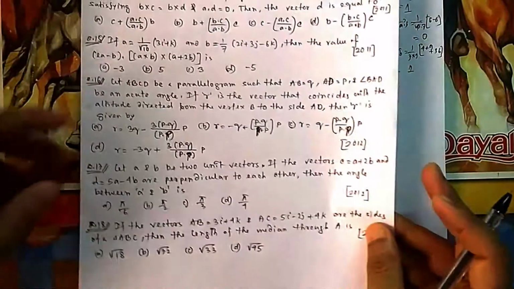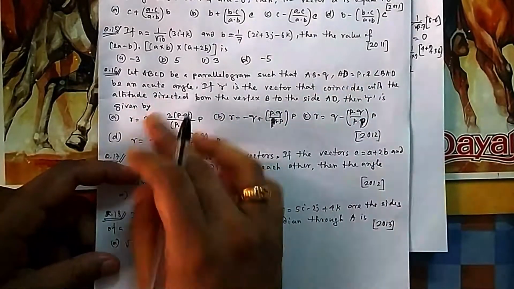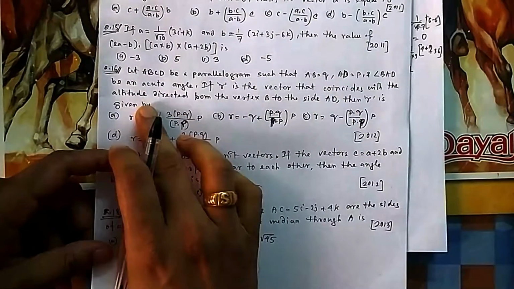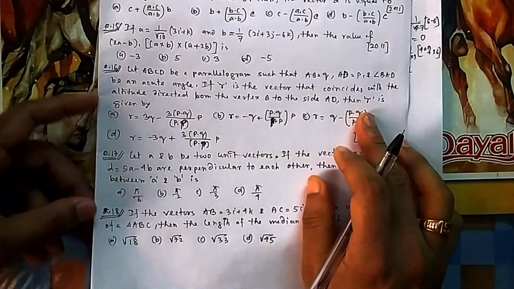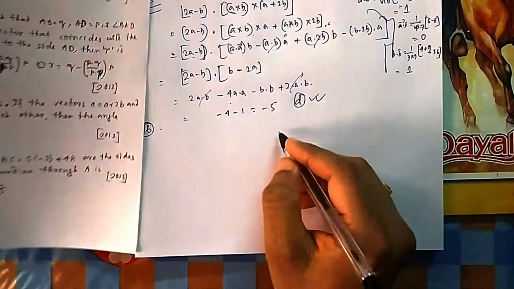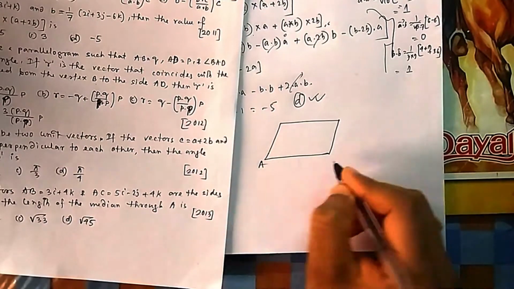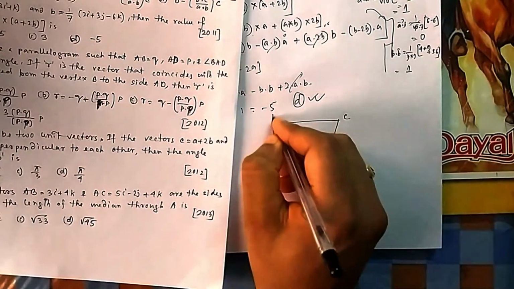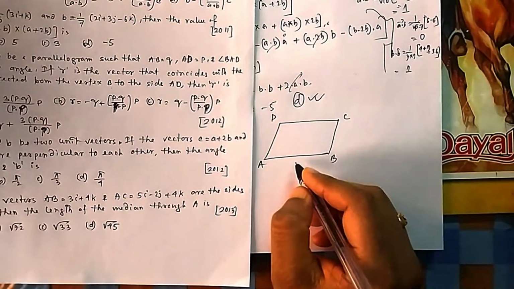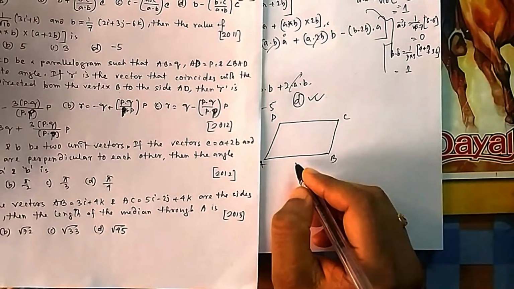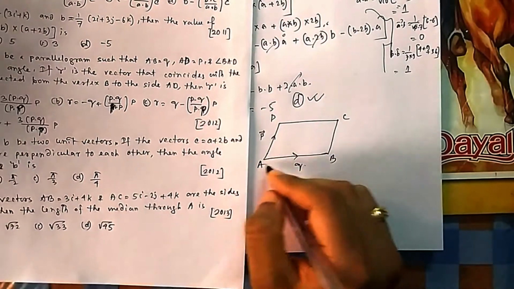Next, if you come to 16, ABCD is a parallelogram such that AB is given, AD is given, BAD is an acute angle, and R is a vector that coincides with the altitude directed from vertex B to the side AD, then R is given by. So you need to draw this one. Without drawing it will not work. So ABCD is a parallelogram. AB is such that Q is the length, AD is P, BAD is an acute angle. So these are the vectors actually, Q, and this is P vector.